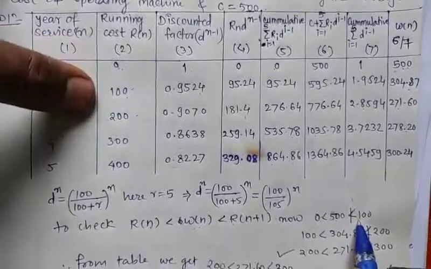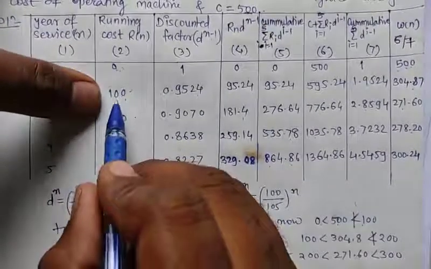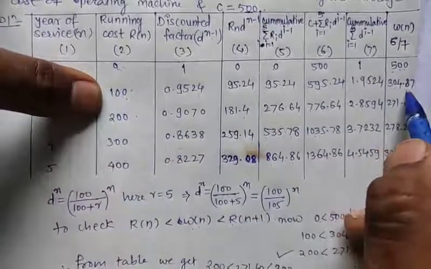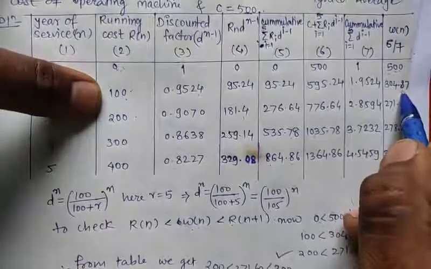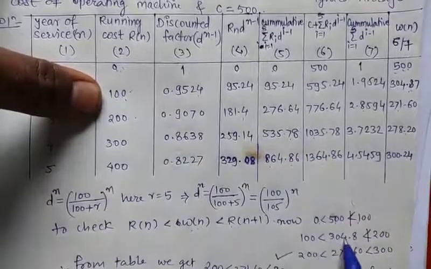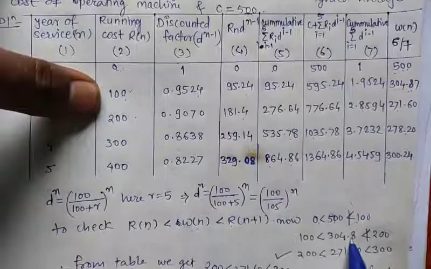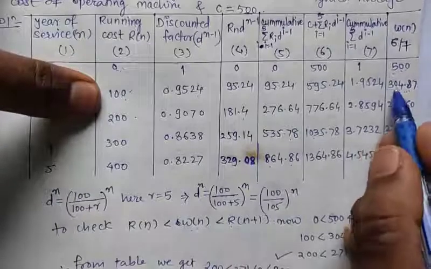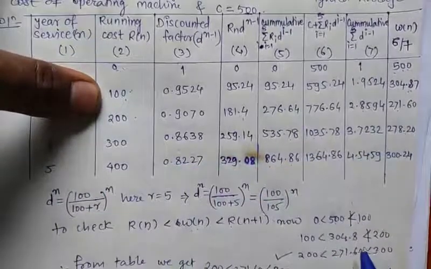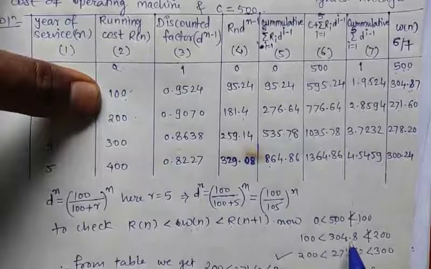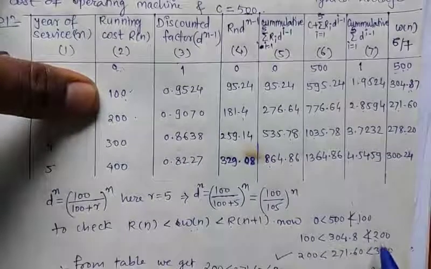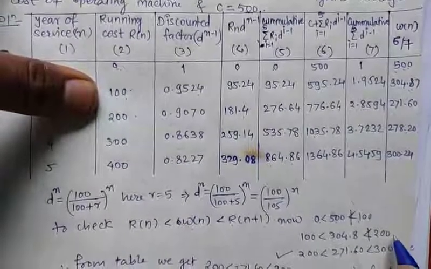Now next we will check for second row. So 100 is less than 304.87, which is not less than 200, right? So 100 less than 304.8, which is not less than 200. Therefore, our case is failure.